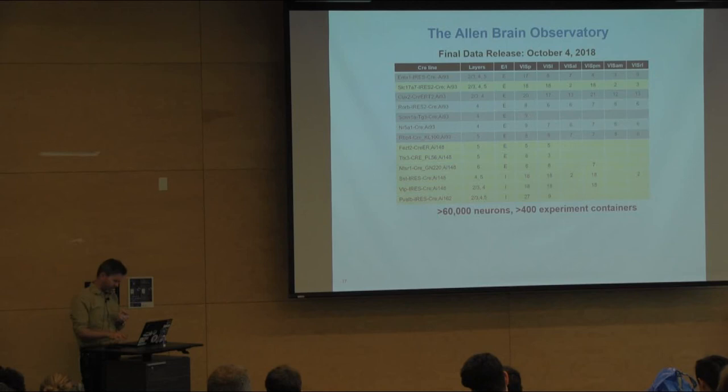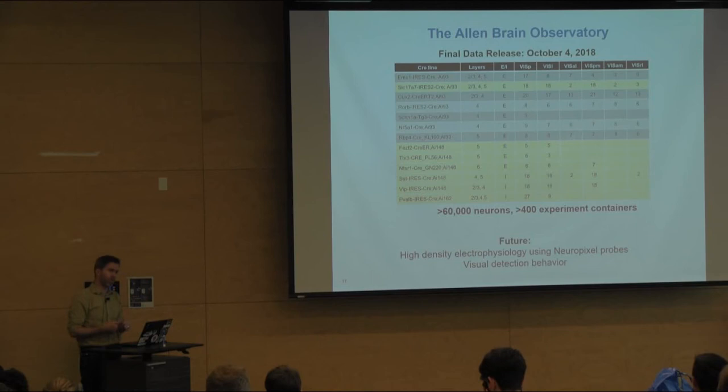And then looking towards 2019, we'll be releasing data sets including mice that have been trained to make decisions about what they're seeing on the screen, and high density electrophysiology using Neuropixels probes, where we can have simultaneous recordings of 700 some odd neurons across up to six different visual areas simultaneously.